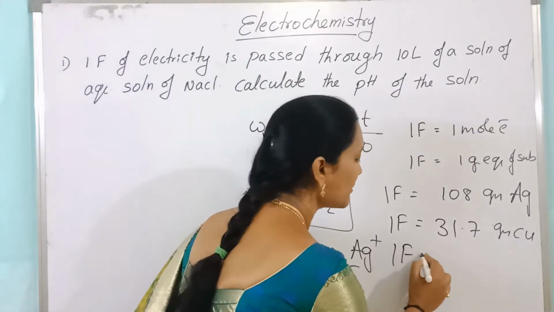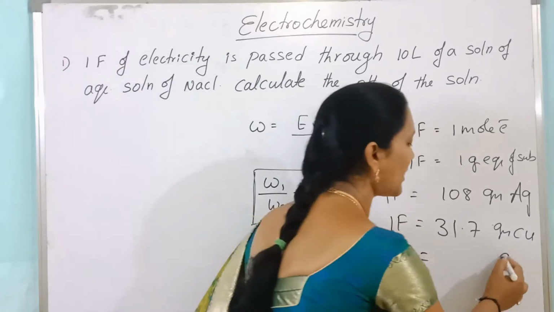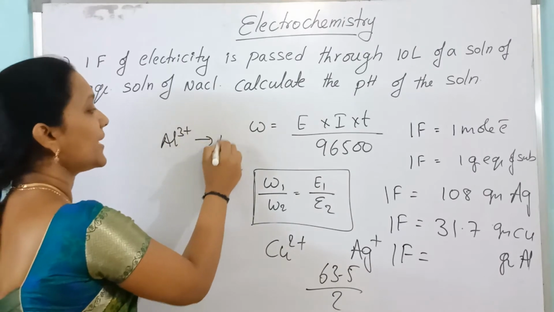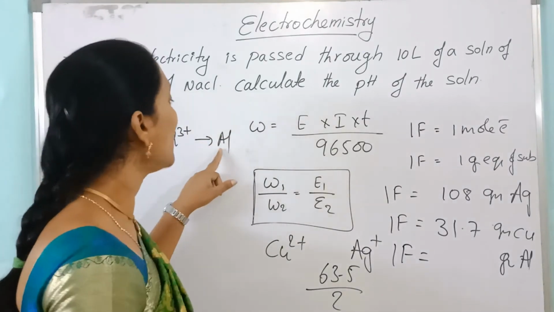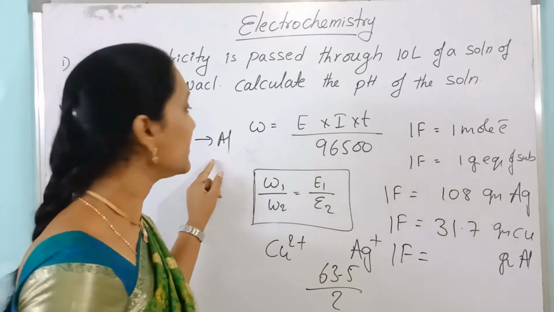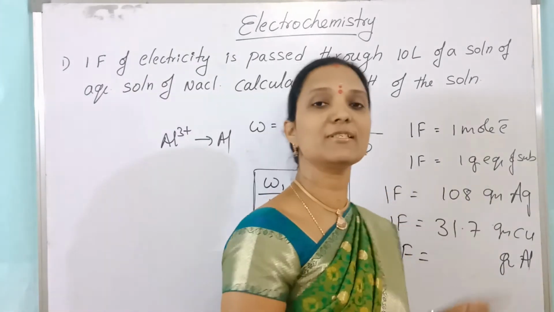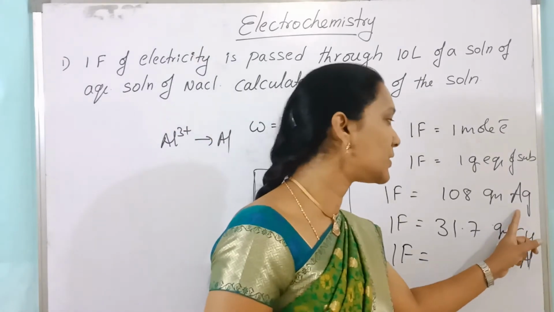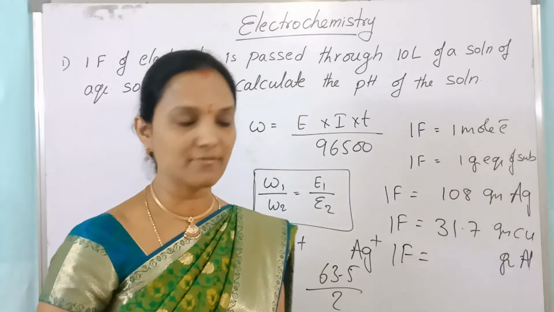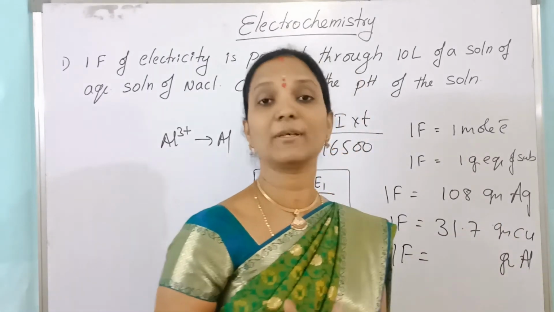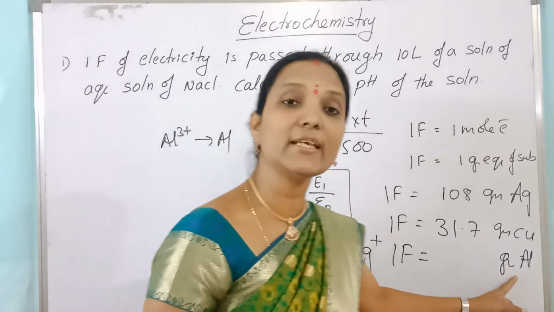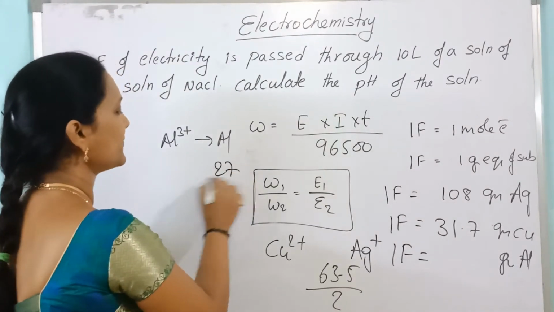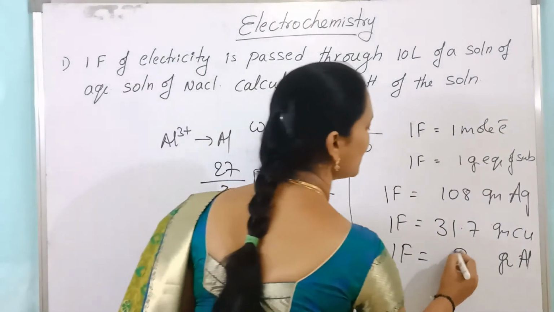And for 1 Faraday, how many grams of aluminium? Aluminium we are getting from Al plus 3 to Al. Aluminium atomic mass is 27 grams. We use the equivalent mass, because 1 Faraday produces 1 equivalent of any substance. 1 equivalent of silver is 108 grams of silver. 1 equivalent of copper is 31.7 grams of copper. 1 equivalent of aluminium is 27 by charge 3, nothing but 9 grams.